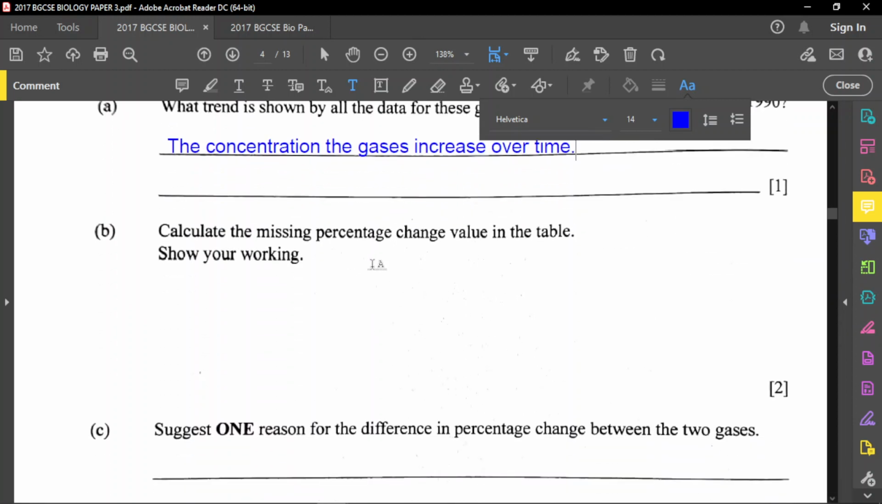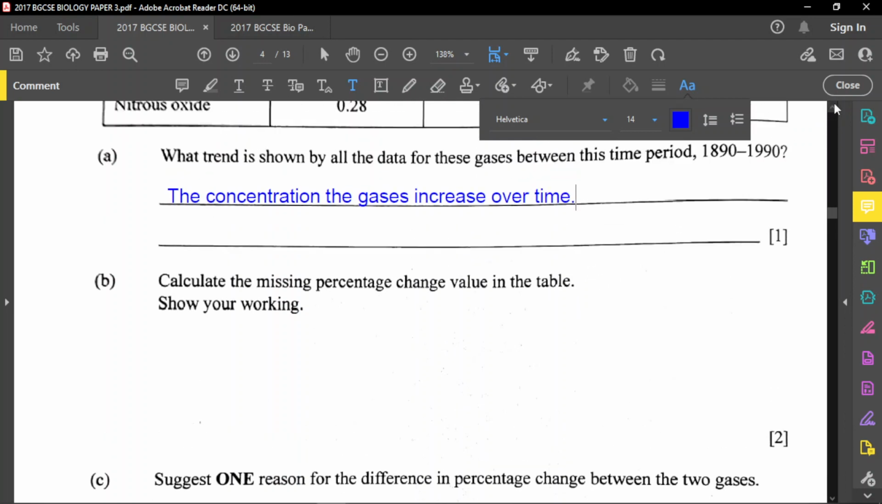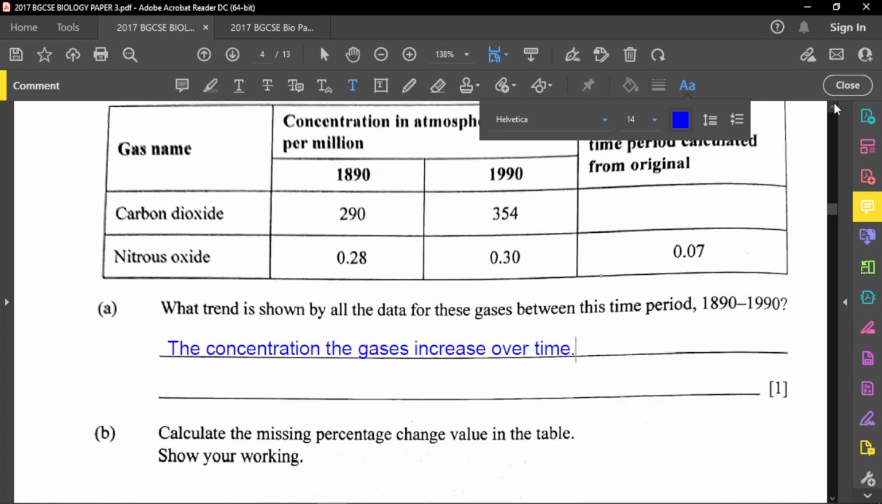Part B asks us to calculate the missing percentage change value in the table. Show your working. So they ask us now to calculate this missing value here. And I could do it in a chart because it's going to be easier for you to see. What you're going to do is find the difference first, and then the change is going to be over the original. The original value is 290, and the final value here is 354.